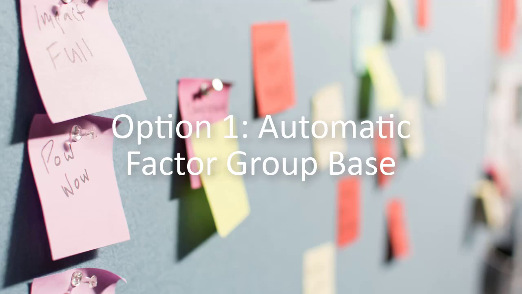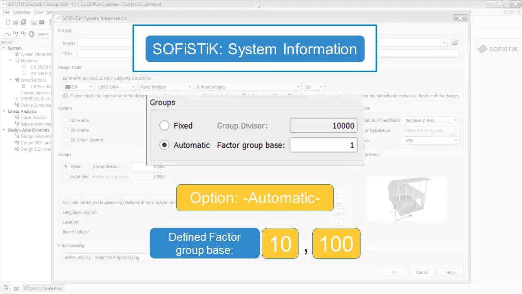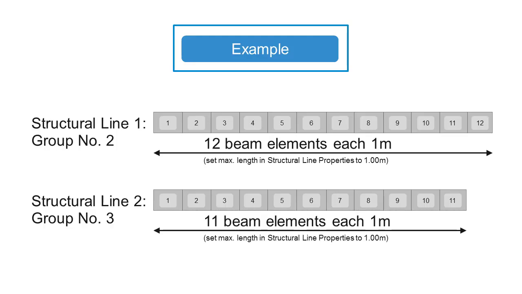Now let's jump into option 2, automatic, factor group base. When using this option, automatic, it is unnecessary to define base values. However, it is essential to set up an integer multiple, which will be the base of the element numbers of the following groups. To demonstrate the automatic option, it makes sense to set up two different factor group bases. In the following example, 10 and 100 are used. Two structural lines. The first one shows a total length of 12 meter and 12 elements. The second is 11 meter in total with 11 elements. For both, different group numbers are used, 2 and 3.